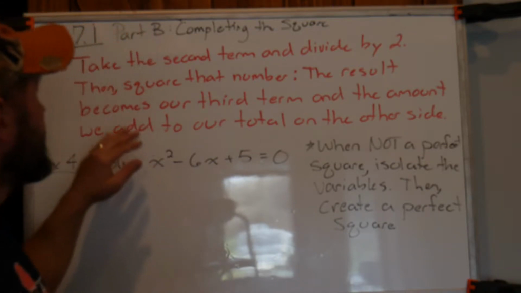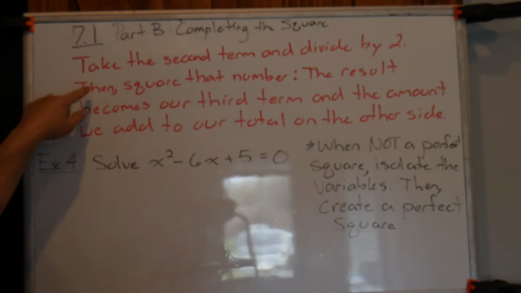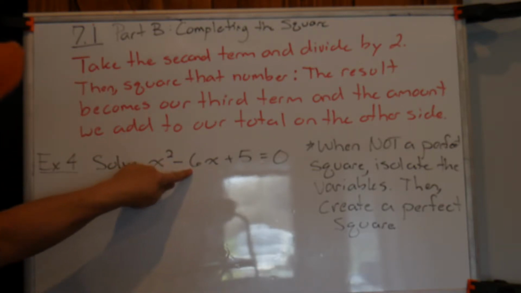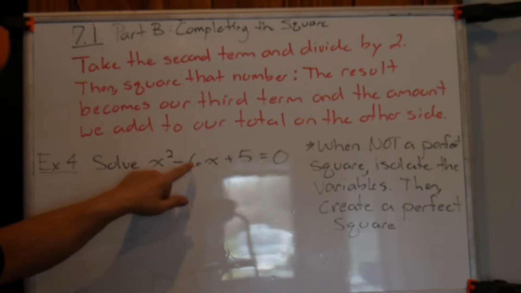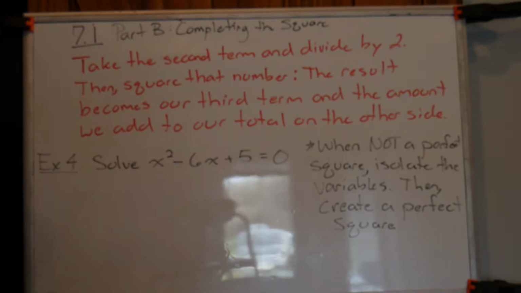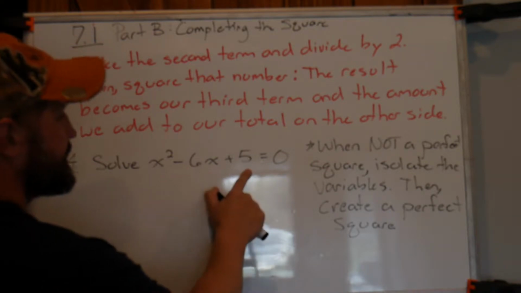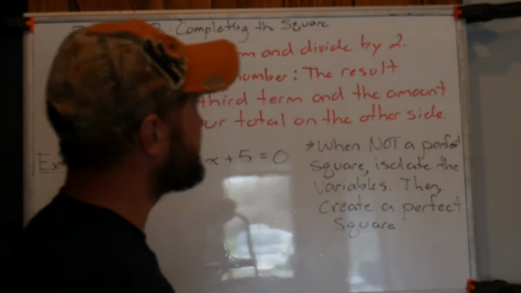Okay. That's what I set up here. Take the second term, whatever you have in there, divide by 2. Square that number, and the result is what we're going to add to both sides. So when we get this, I'll come back to it. It'll make sense once we've done this.